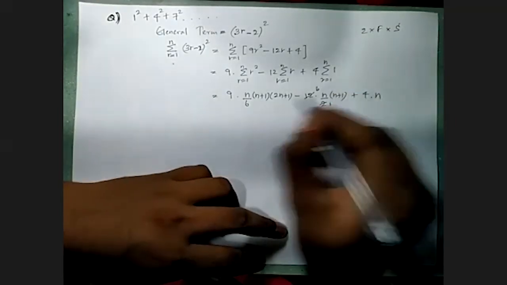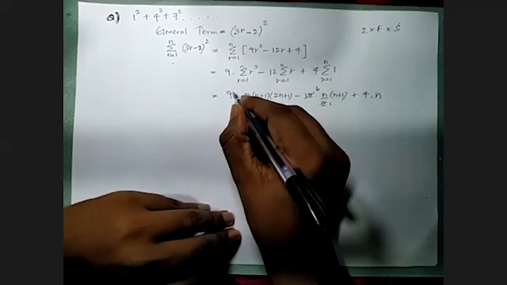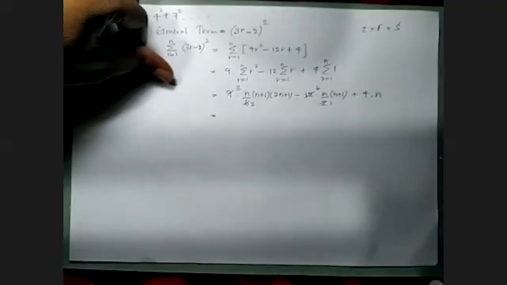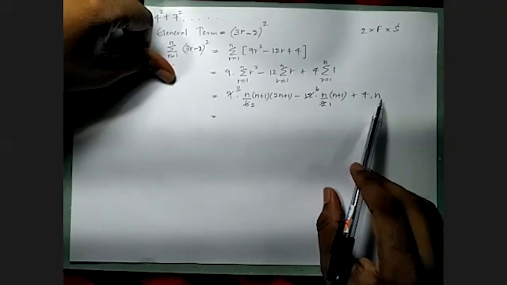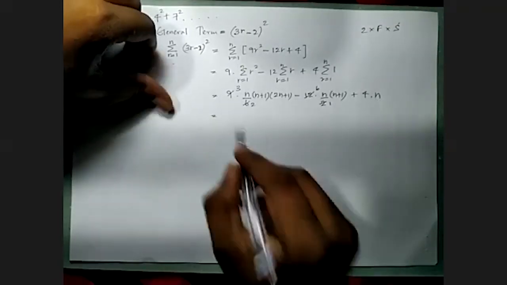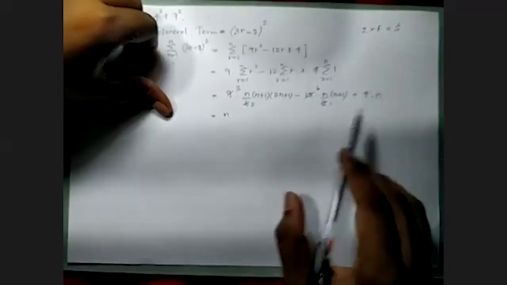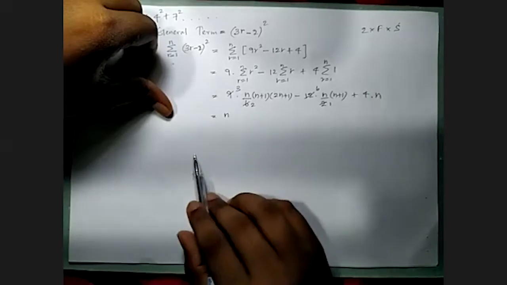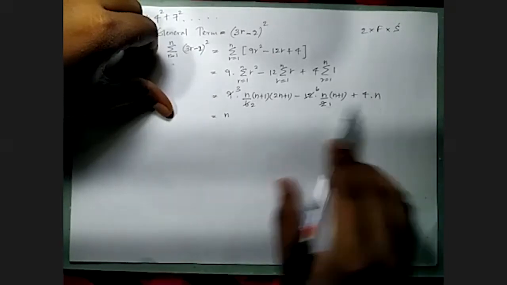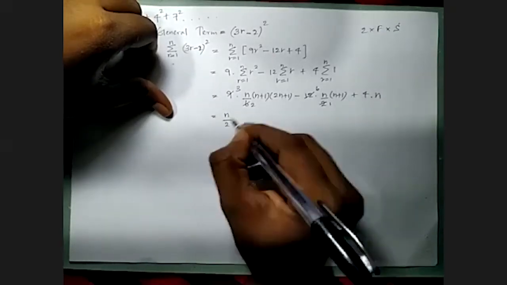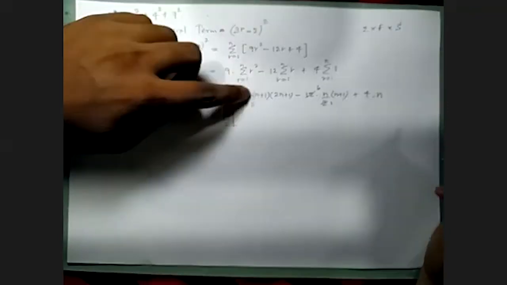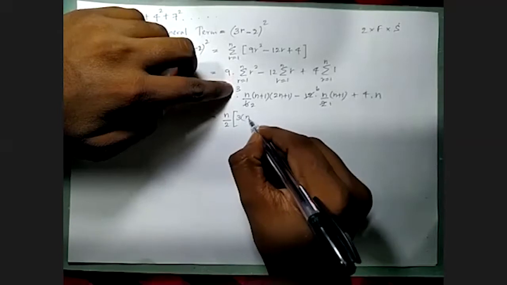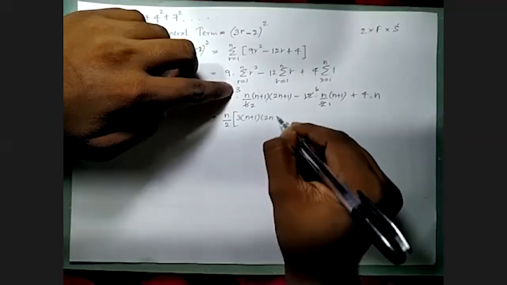Cancel by 2. Then cancel by 3. Then now we have common factors. Yes, n. N is common. Then any numbers? No. 3 is odd. Then here we have a denominator 2. Then take the denominator out. So when we take n out and 2, we have 3 times n plus 1, 2n plus 1.